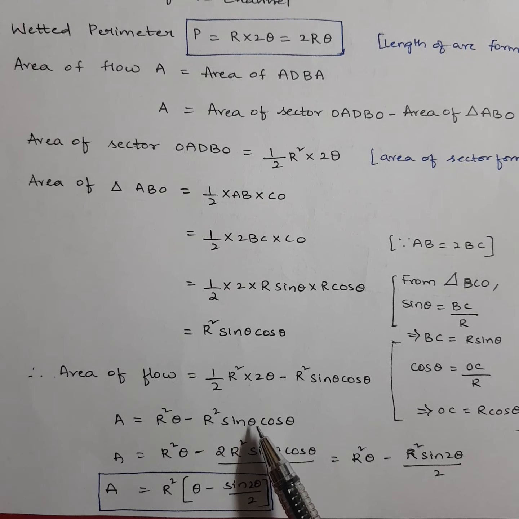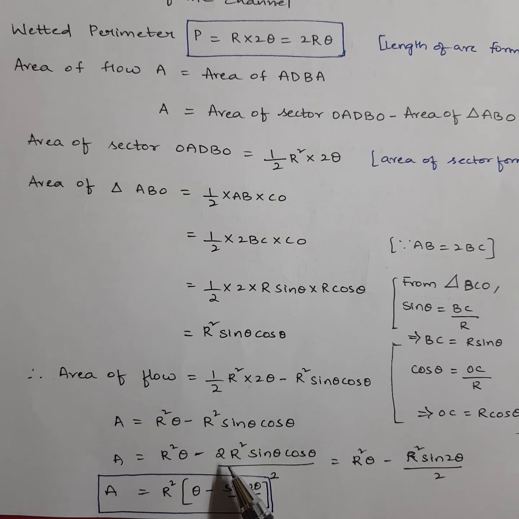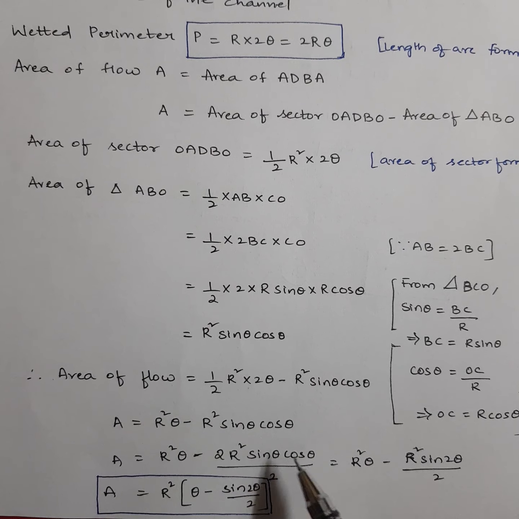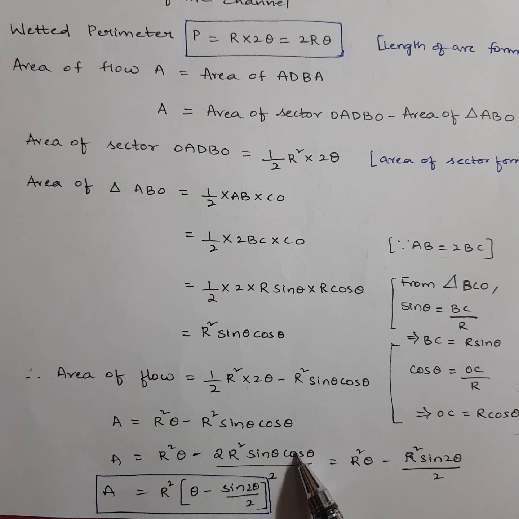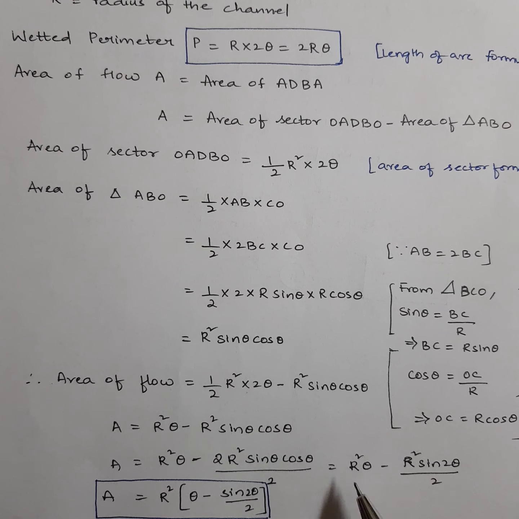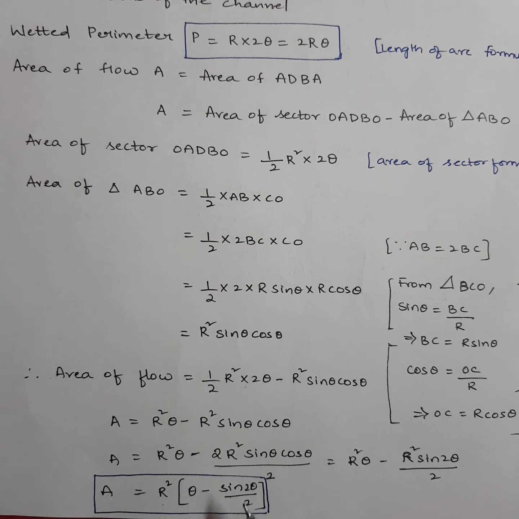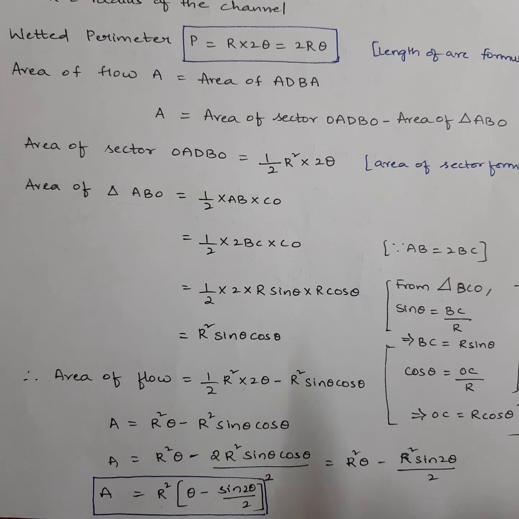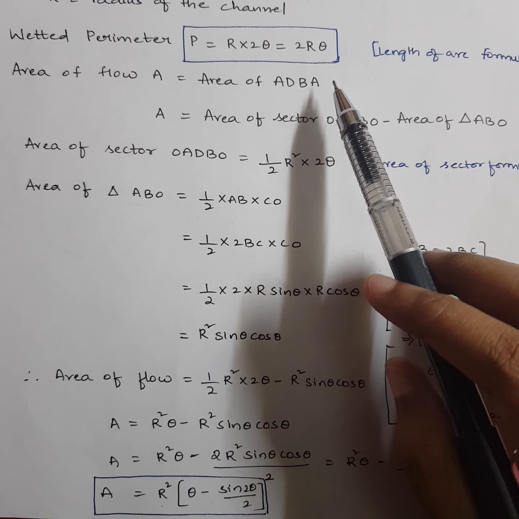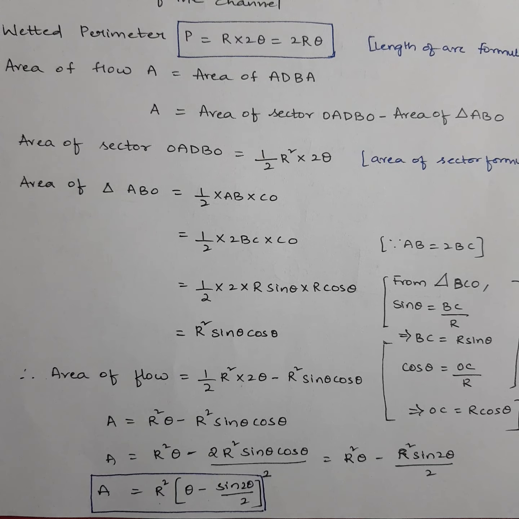For this term I will divide and multiply with 2. So R square theta minus 2R square sin theta cos theta by 2. 2 sin theta cos theta is sin 2 theta, so by 2. Out of these two terms, take out R square common. Your A will be equal to R square into theta minus sine 2 theta by 2. Remember this. Whatever I put in a box in blue color, these formulas we will use for most economical circular channel.